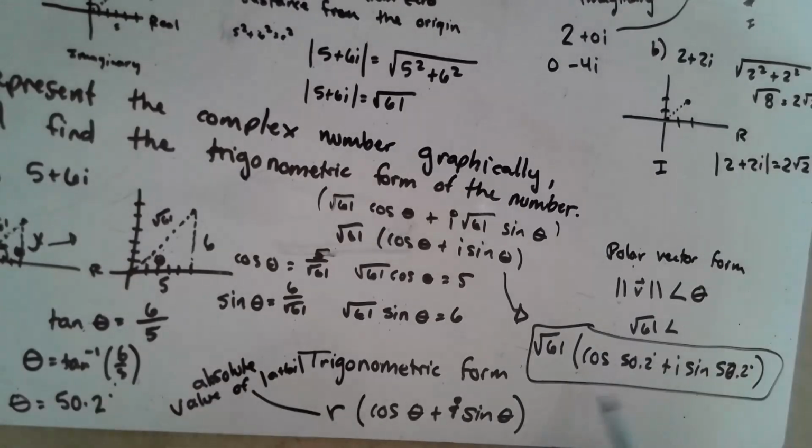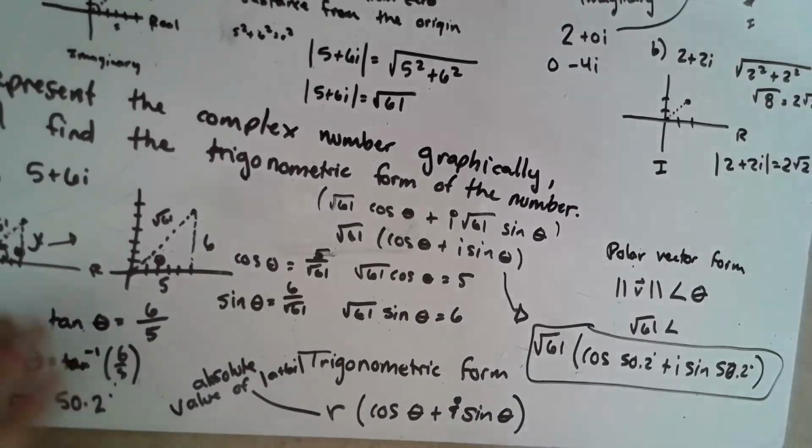And you could always check that. Again, as I typed in square root 61 cosine of my 50.2, I got the 5. If I typed in square root 61 sine of 50.2, I got 6.